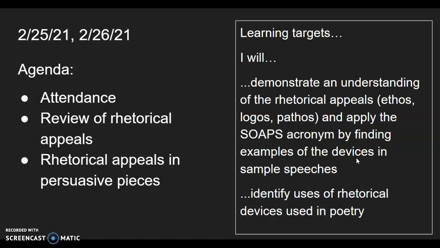So you'll be identifying ethos, logos, pathos in the speeches, and then also applying them to the SOAPS acronym, which remember is subject, occasion, audience, purpose, and speaker. So how are ethos, logos, and pathos designed by speakers or persuasive writers in order to fit the occasion, the audience, and the subject? And also, how do each of those appeals impact the subject, audience, or occasion? And then finally, you'll identify uses of rhetorical devices used in poetry.